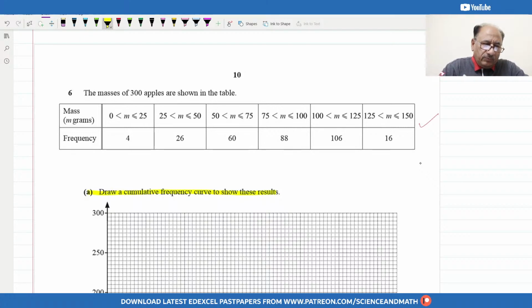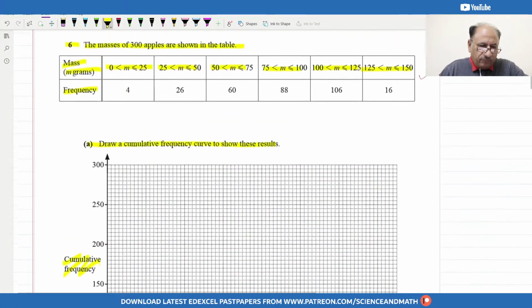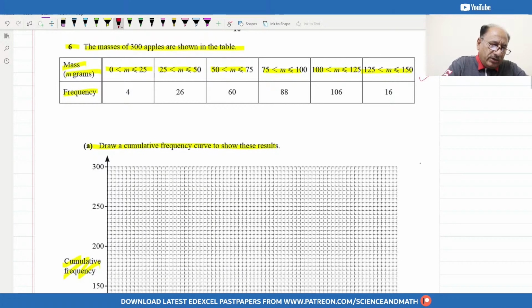So what we will be doing, if we go to the question again: the masses of 300 apples are shown in the table, and these are the frequencies and these are the masses in grams. So these ranges they have provided are 0 to 25, 25 to 50, 50 to 75, 75 to 100, 100 to 125, and 125 to 150. Now, first of all, to draw the cumulative frequency curve we require cumulative frequency, but they have provided us frequency, not cumulative frequency.